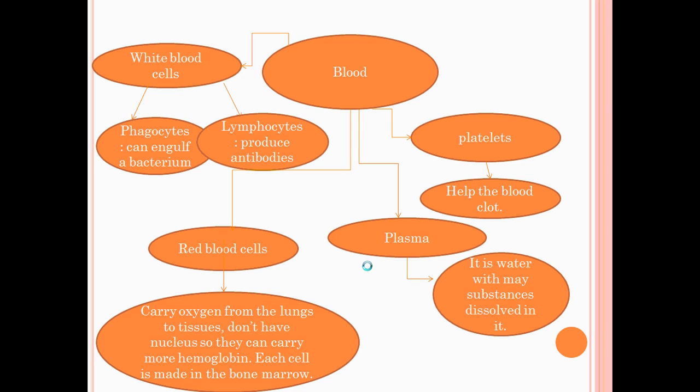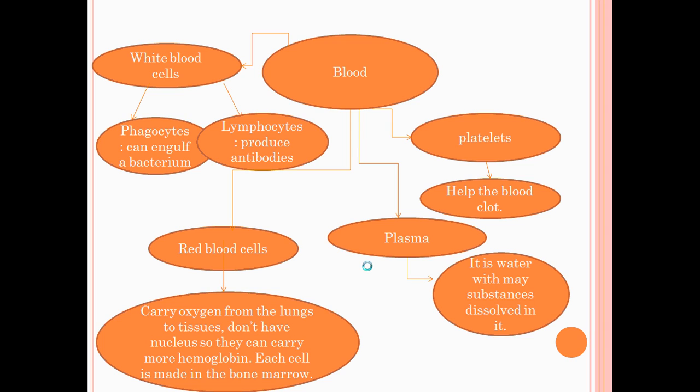Red blood cells carry oxygen from the lungs to tissues. They don't have a nucleus so that they can carry more hemoglobin. These cells are made from the narrow part in the bone called the bone marrow. Platelets help the blood clot. When you have a wound, you see after some time there's this black thing that forms. Those are platelets. After they're formed, they can't be reused, so they fall apart.